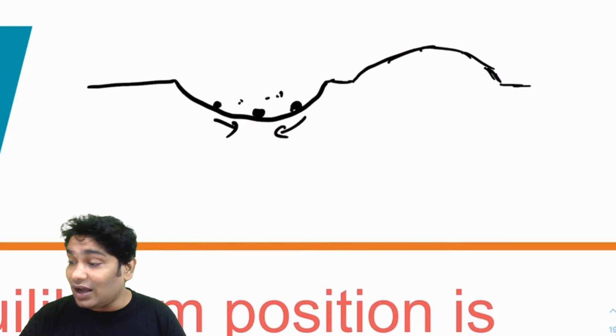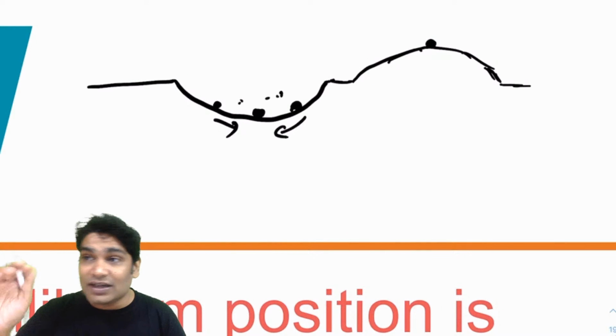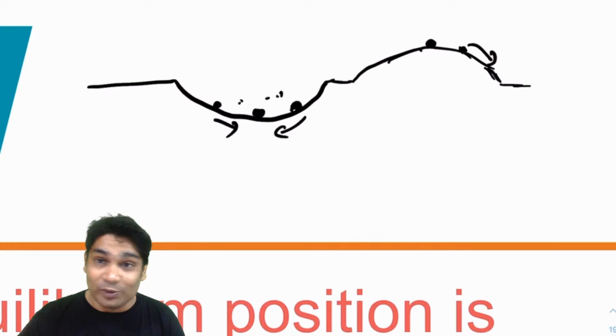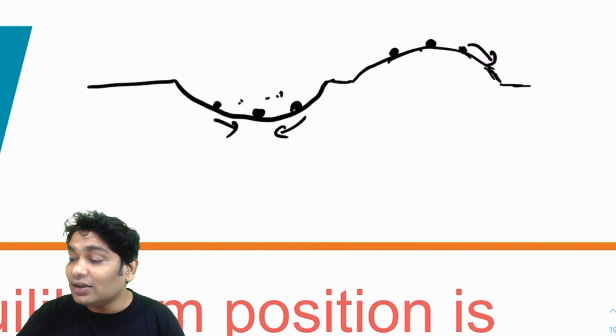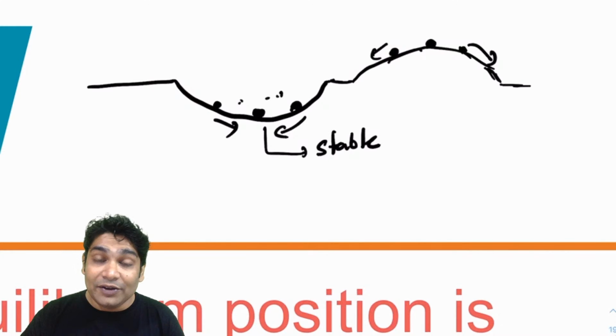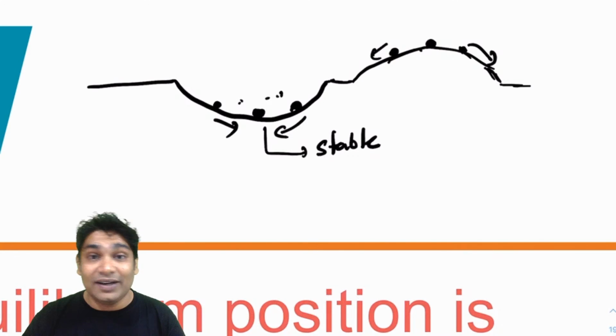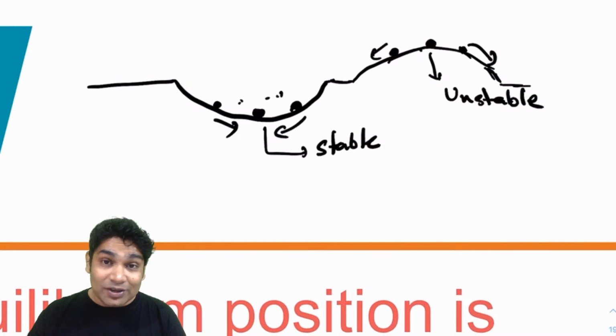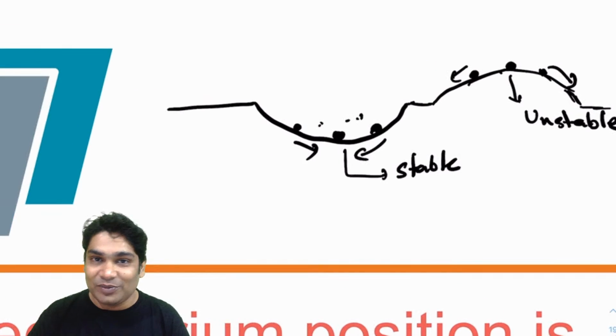How about unstable? For unstable, I leave it just at the top. It might stay for a moment, but the moment I shift it, it will roll down, moving away from the equilibrium position. Similarly, if I keep it here, it will roll down again. Stable means when you disturb the body from its equilibrium, it tries to come back. This will be unstable equilibrium. Why? The moment you disturb the body from its equilibrium position, it goes farther away from the equilibrium.